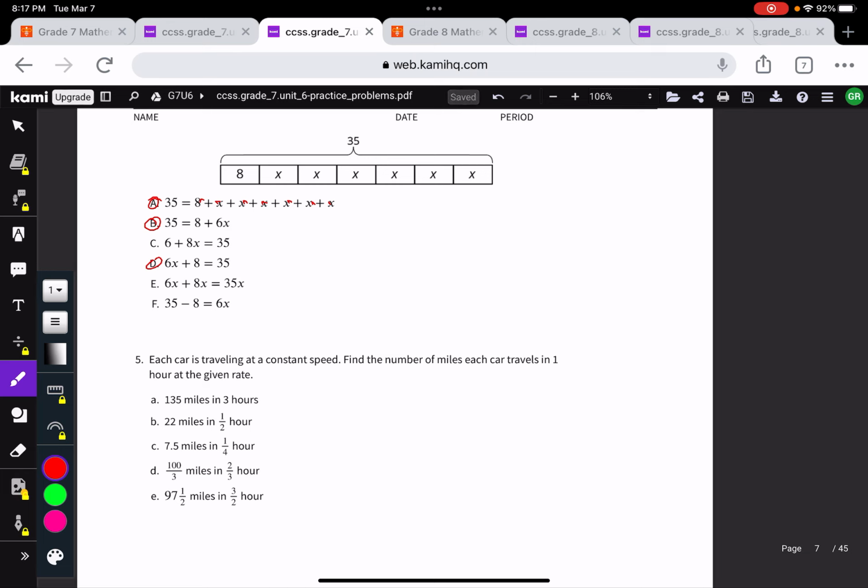If I got rid of this 8, if I took it off, and I took off from here, that means all of that is equal to 35 minus 8. 6 x's is also equal to that one there.